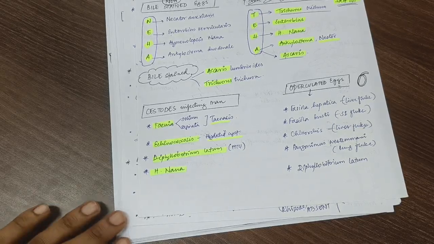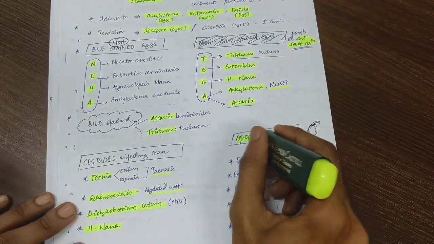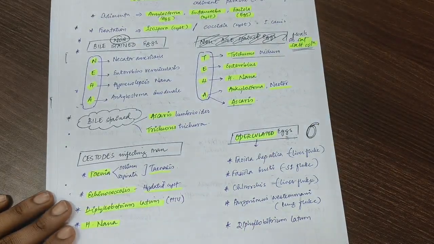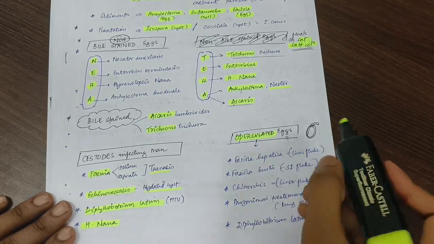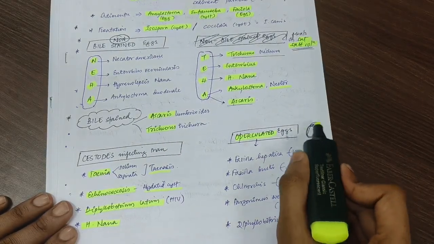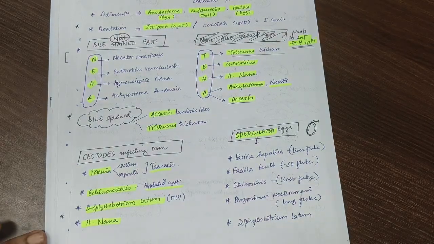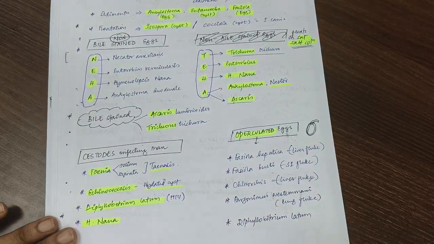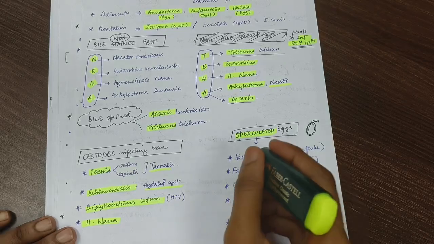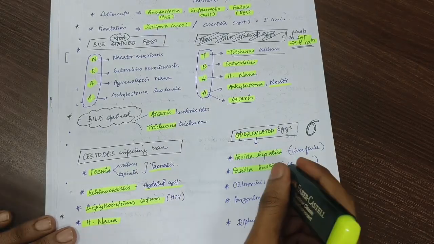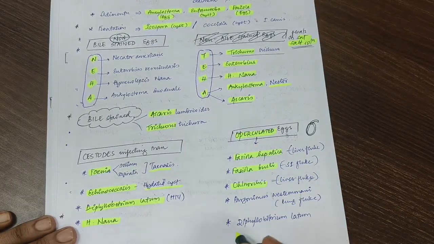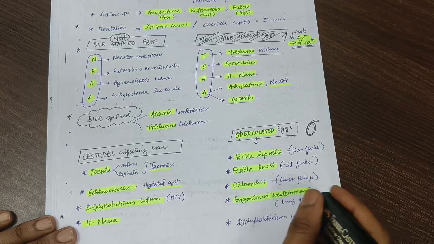So what are the operculated eggs? Which are the operculated eggs? You are going to see a cap on the eggs, that is called operculum. Like a cap it is formed. Okay, this particular thing, that is a cap on an egg, that is operculum. So what are the eggs there? You are going to see Fasciola hepatica, Fasciola buski and Clonorchis and Paragonimus westermani.